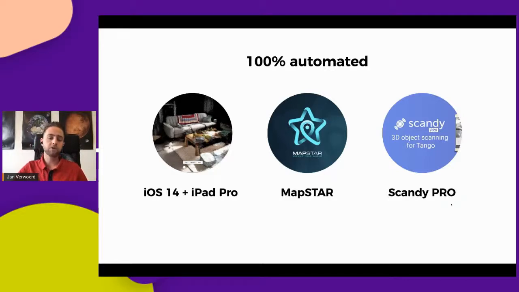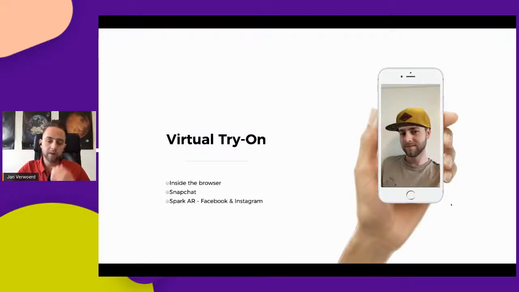Now, after you've done all the work and you've optimized your 3D model for browser use, or you have it in Sketchfab, what can you do with it? A very big trend at the moment, especially with the COVID times we have, is virtual try-on. Virtual try-on is nothing more than placing a 3D object and using an algorithm to define the place. Now, this can be done inside the browser.